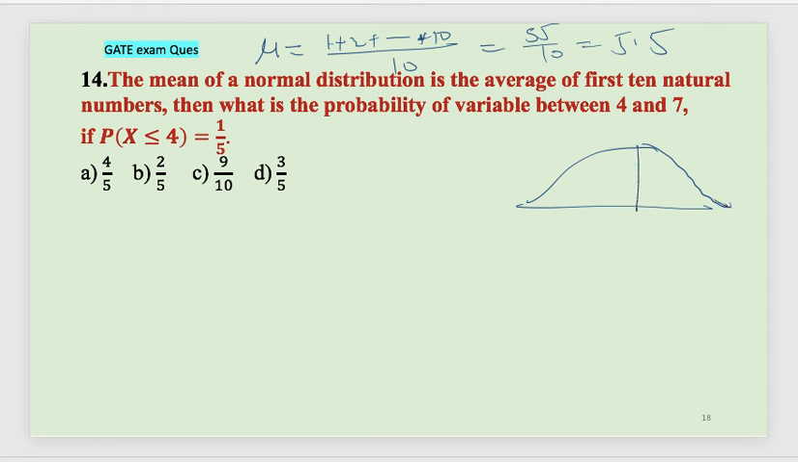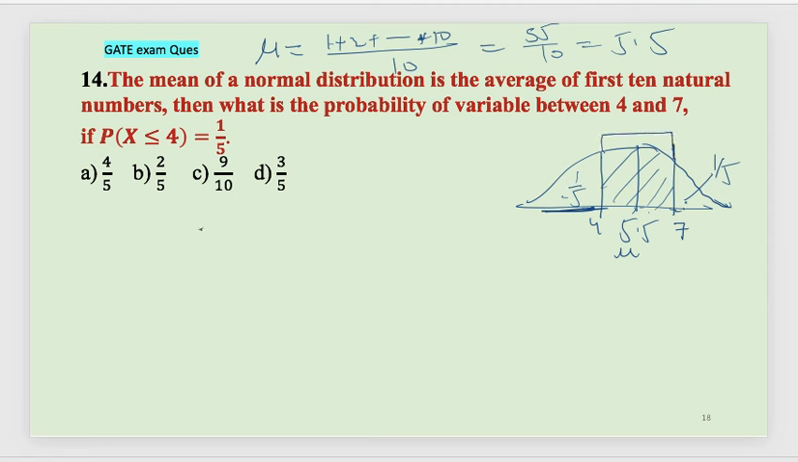First of all, let us see whether 4 and 7 are at equal distance from the mean value 5.5. Yes, when you subtract, the difference is 1.5 on both sides, so they are the same. They said the probability of x less than or equal to 4 is 1 by 5. Due to symmetry, the right side of 7 is also 1 by 5, since it is at the same distance. So when both sides are 1 by 5, can I calculate this value?